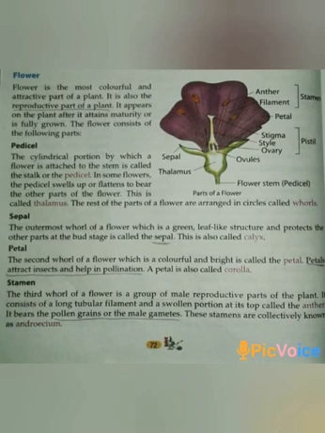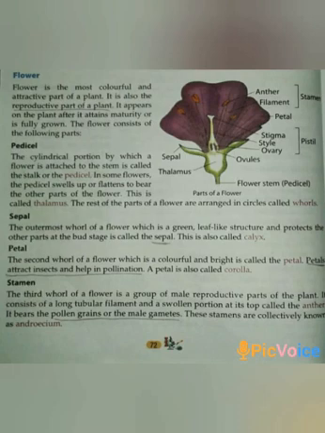Then sepal. The outermost whorl of a flower, which is a green leaf-like structure and protects the other parts at the bud stage, is called the sepal, and sepal is also called as calyx.